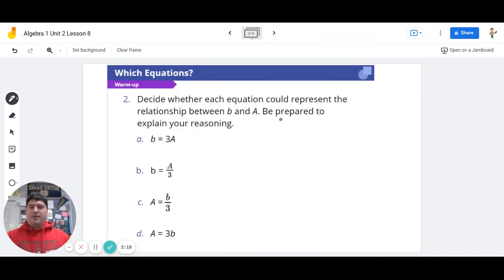Decide whether each equation could represent the relationship between B and A, and be prepared to explain your reasoning. We saw that it's B times 3 equals A. Would A work? No, it's 3 times A equals B, so A would not work. How about this one? If you do A divided by 3, would that give us B? Yeah, that would. How about A is B divided by 3? No, it's B multiplied by 3. How about A equals 3 times B? Yes. Those should have been pretty easy.